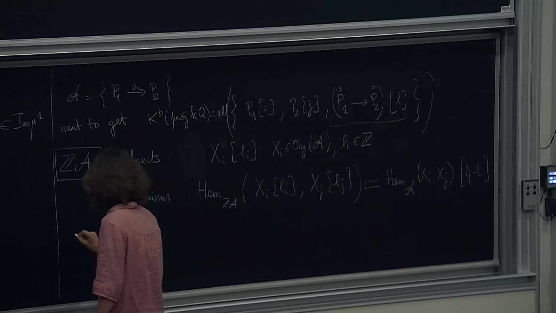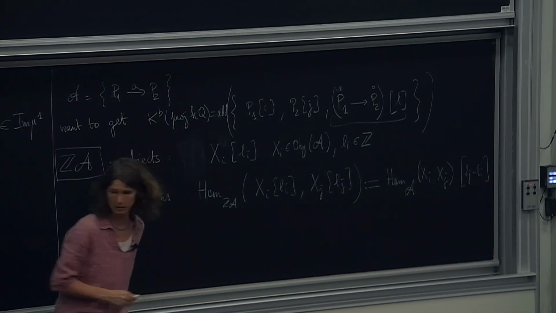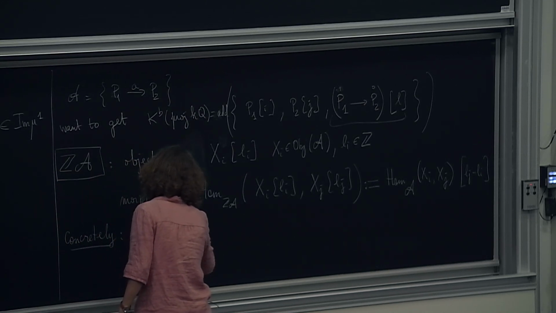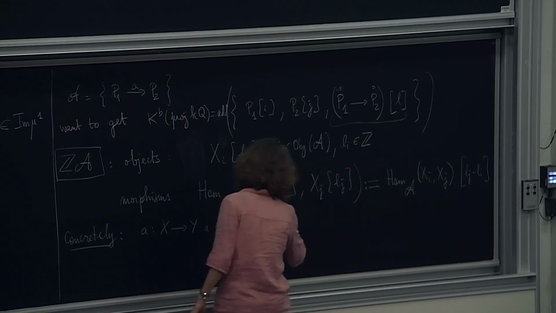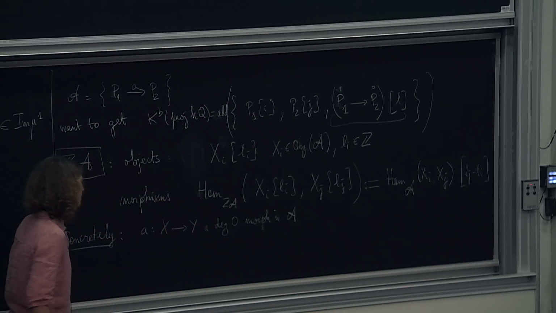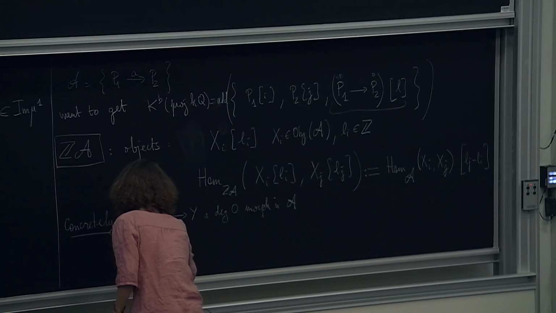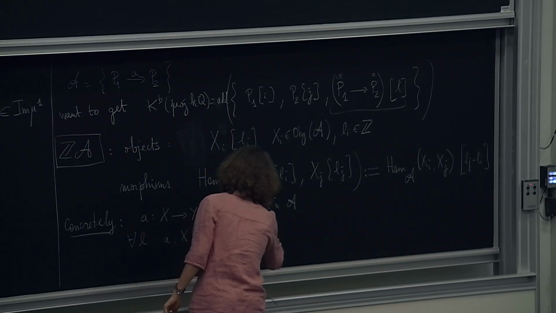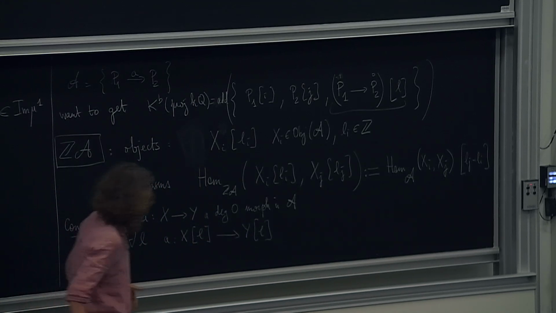Just so concretely, what does it mean? It means that if you have, for instance, if I have a morphism a from x to y of degree 0 in A. So just to give you an example, if I have a morphism of degree 0 in A, I get lots of morphisms in this category, because for any L, I will get a morphism from x shifted by L to y shifted by L. So with the same L, and this will be of degree 0.